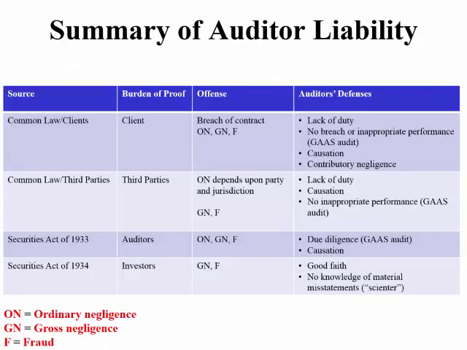So, this is just a summary of all of the things related to both common law liability as well as Securities Act liability that we discussed. What are the burdens of proof? Who's the burden of proof on? Is it the client? Is it a third party? What are the defenses that are available? And so this is just a good summary of everything that we've discussed from learning objective 1 all the way through here, learning objective 5. And that is it.